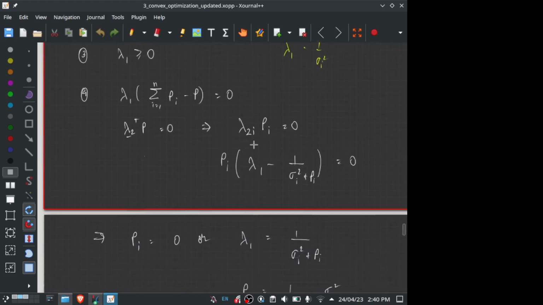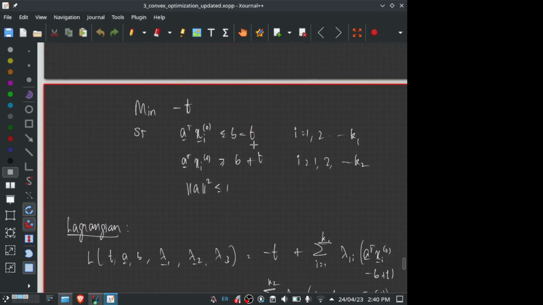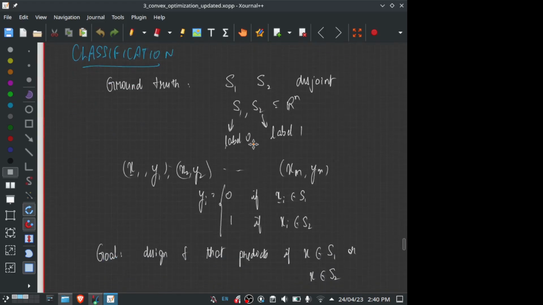So let's continue our discussion of applications. In the previous class, we looked at this problem of classification. There are two classes which essentially correspond to two different, disjoint subsets of Rn, and we're given points from each of these subsets. Our goal is to design a classifier which distinguishes between points from one subset and the other.